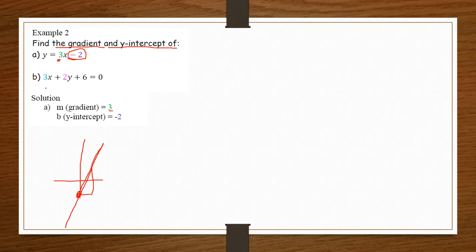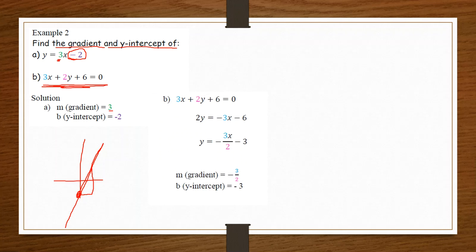For part B, this is in general form, so we have to do some algebra work to find the gradient. So when the equation's in this form, we want to get y equals, so that it's back in the gradient form, so that we can do this. Once it's in this form, the gradient is -3/2, and the y-intercept is -3. So let's talk about these two steps.